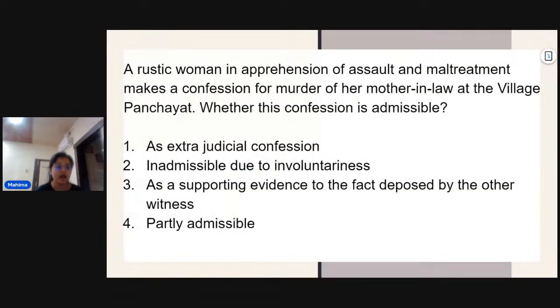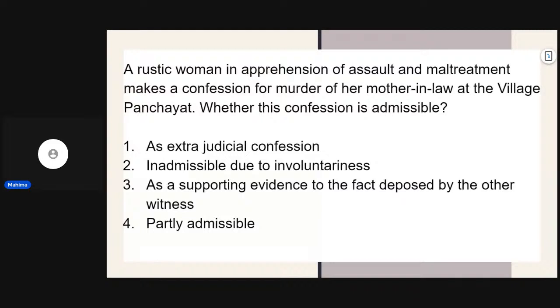A rustic woman in apprehension of assault and maltreatment makes a confession of murder of a mother-in-law at the village panchayat. Whether this confession is admissible as extrajudicial confession, inadmissible due to involuntariness, as a supporting evidence to the fact deposed by the other witness, partially admissible.